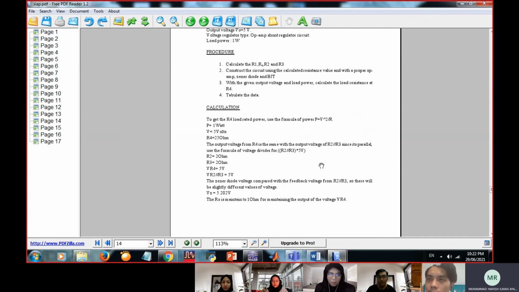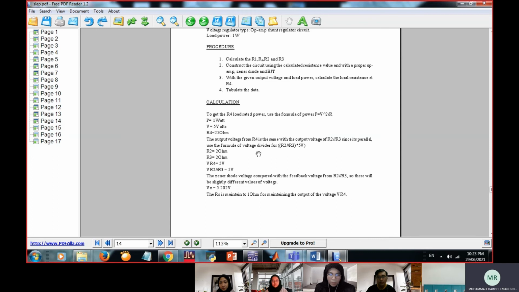How do we get the load rated power? By using the formula P equals V squared over R. We get the power is 1 watt and the voltage is 5 volt, and then we will get the load resistance, which is 25 ohm.